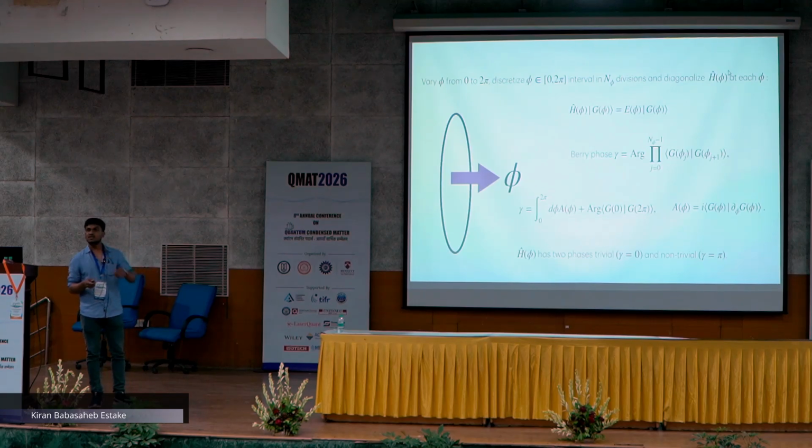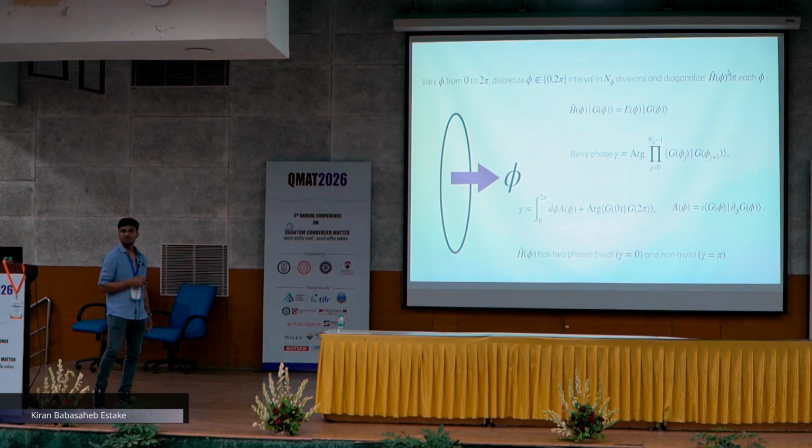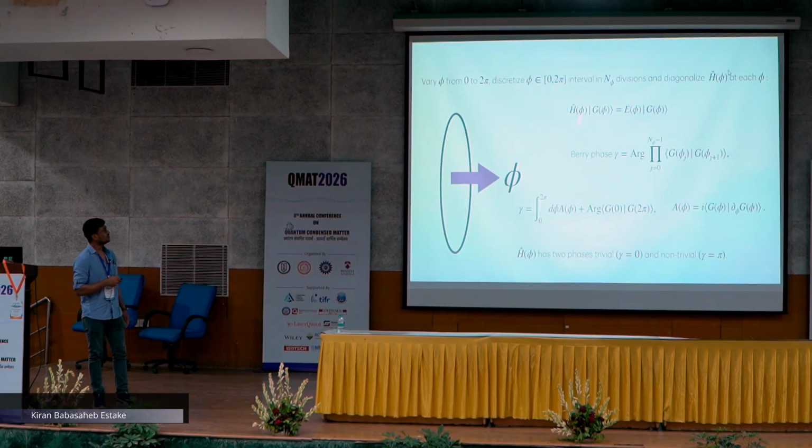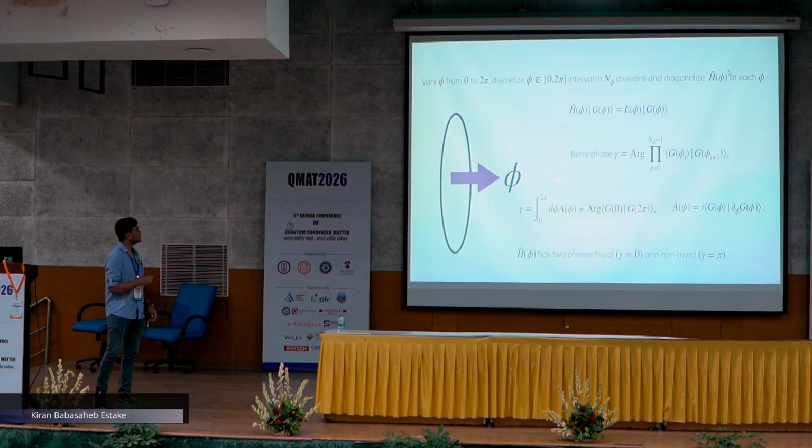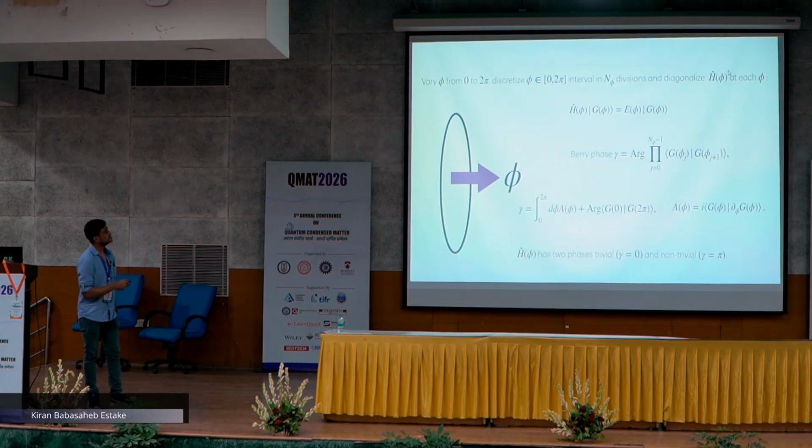Now to calculate this many body topological invariant, which is the many body Berry phase, we vary this magnetic flux φ from 0 to 2π, and for computational purposes it can be discretized into some N_φ number of divisions, and at each φ value you diagonalize the Hamiltonian, find the ground state G_φ, and in terms of those ground states the many body Berry phase is given by this formula over here. Now this is the discrete formula.